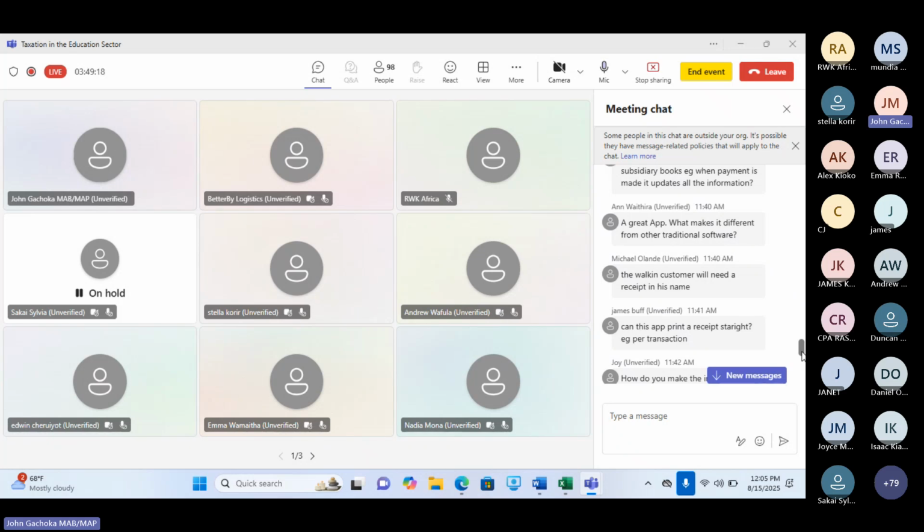Information is stored in the cloud. So in the event that even your machine crashes or you lose your phone, you are assured that you'll still get your business information as soon as you log in from whichever point.